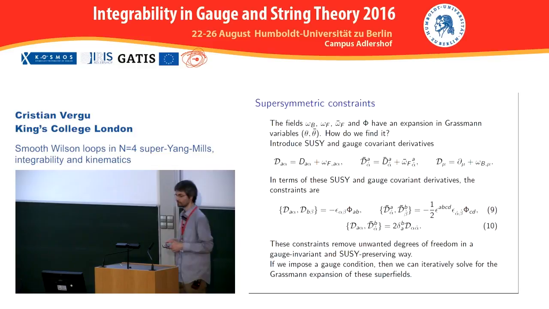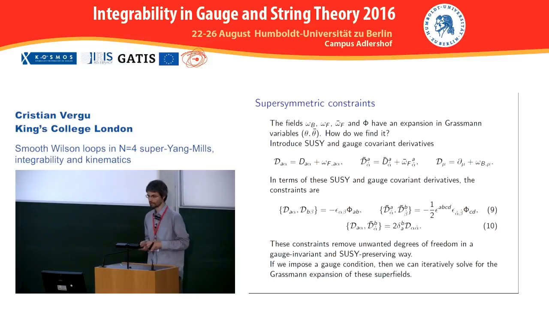Now, in order to find these connections, I have to introduce the description of the N equals 4 theory in terms of gauge covariant derivatives. Basically what happens is I take the usual space-time derivative, and I add the connection to it. And then I take the supersymmetry covariant derivatives. These are the derivatives which anti-commute with supersymmetry transformations. And I add the connection for each one of them. And finally, I add a set of constraints for these anti-commutators.